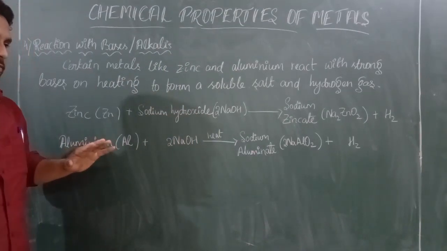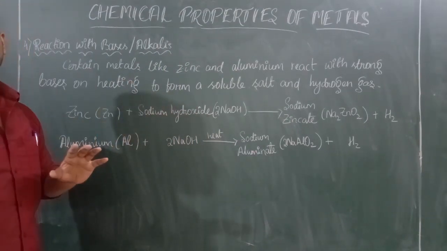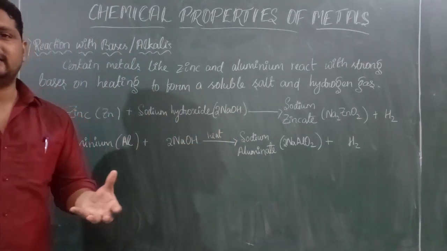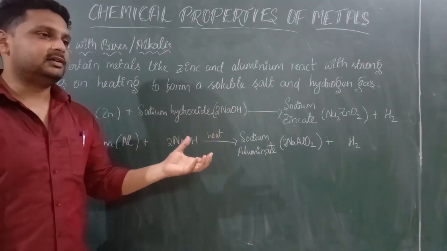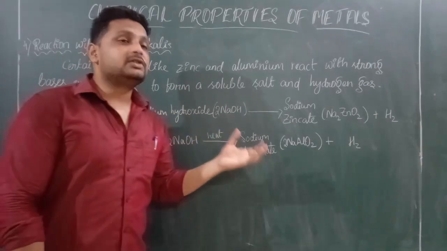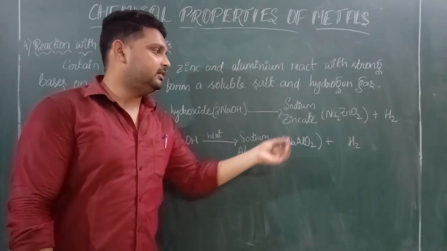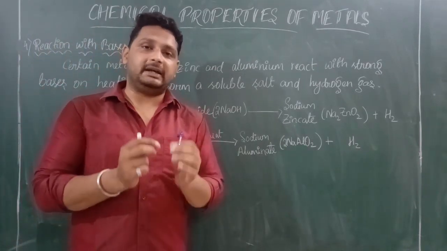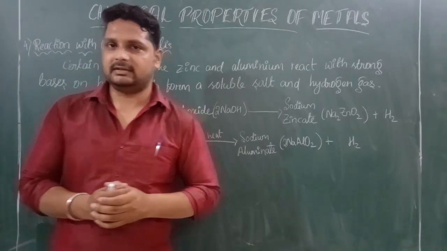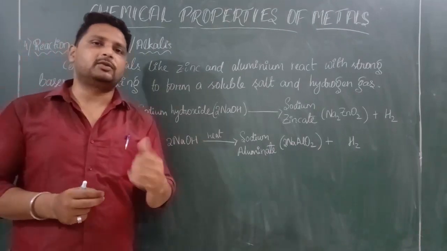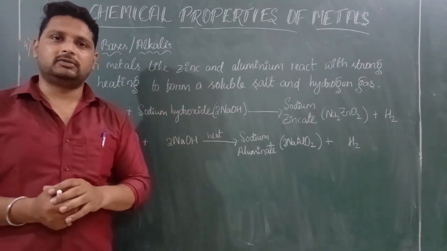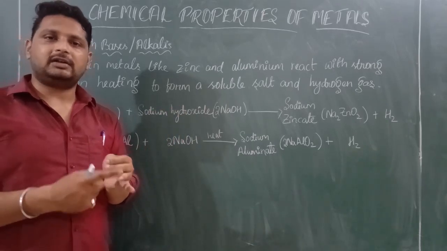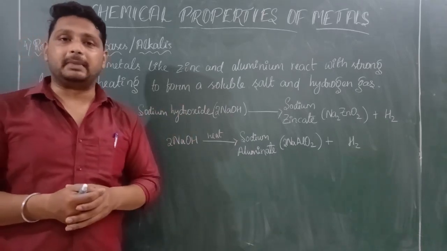Similarly, aluminium also reacts with sodium hydroxide solution, but generally we have to heat it. This reaction needs some heat. Then it forms sodium aluminate, and it also evolves hydrogen gas. So this is how metals react with base. Now, if you want, you can pause the video and note it down. Do note everything: reaction with oxygen, with water, with acid, and also with base.